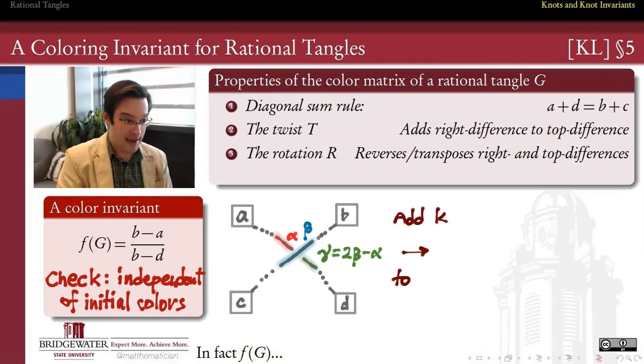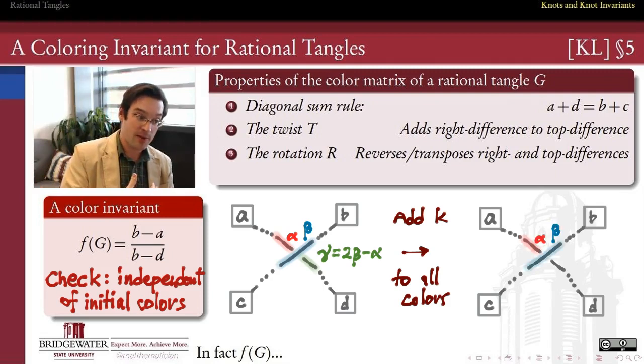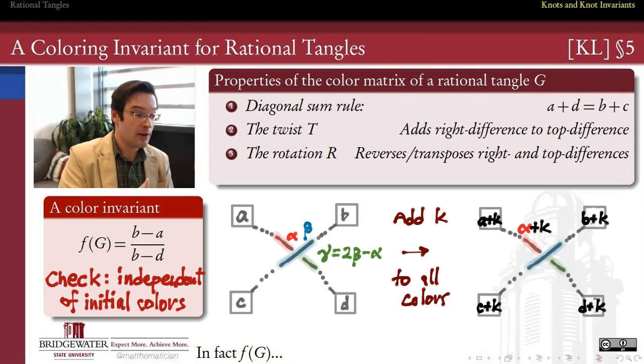Okay, well that handles multiplication. What happens if instead I decide to add something to all of my colors? So take a valid coloration and add the same k to every color. Do I still get a valid coloration? So I replace my color matrix with A plus K, B plus K, C plus K, D plus K. This color here, alpha plus K. This one, beta plus K. Do I still have a valid coloration?